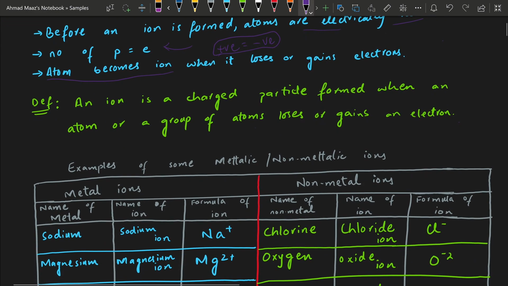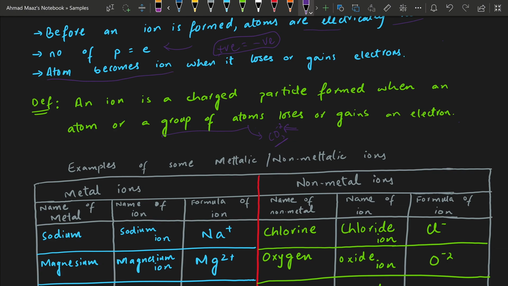This is the definition of ion that you must know. An ion is a charged particle formed when an atom or a group of atoms loses or gains an electron. What is a group of atoms? Group of atoms means, for example, carbonate. Carbonate has 4 atoms, 3 oxygen atoms and 1 carbon atom. And now this group of atoms has gained 2 electrons, which means that now it is an ion.